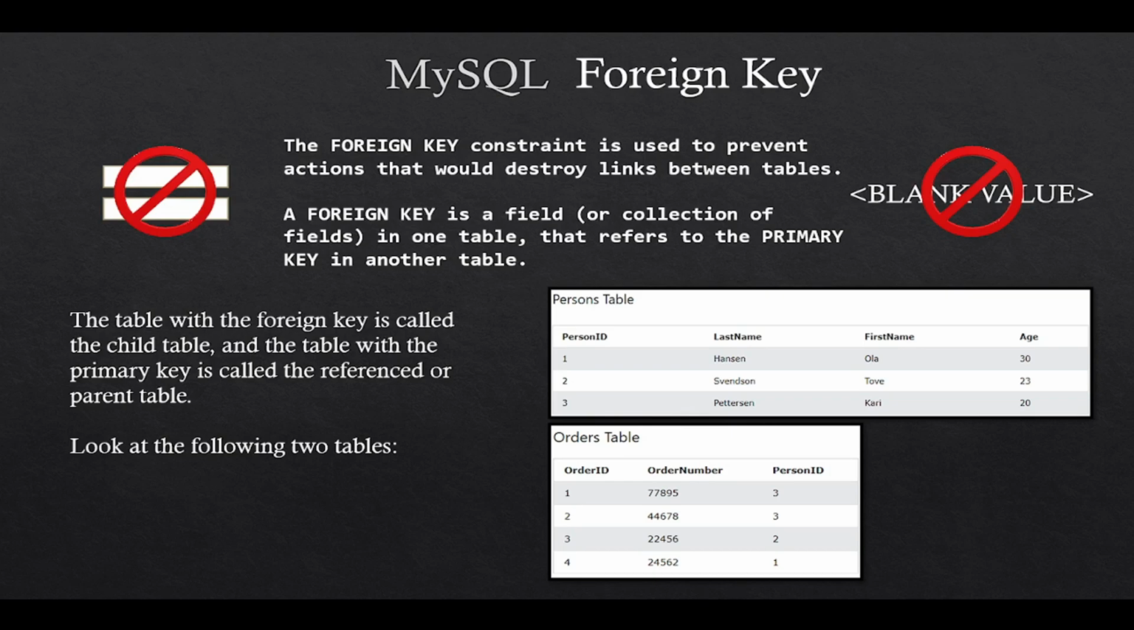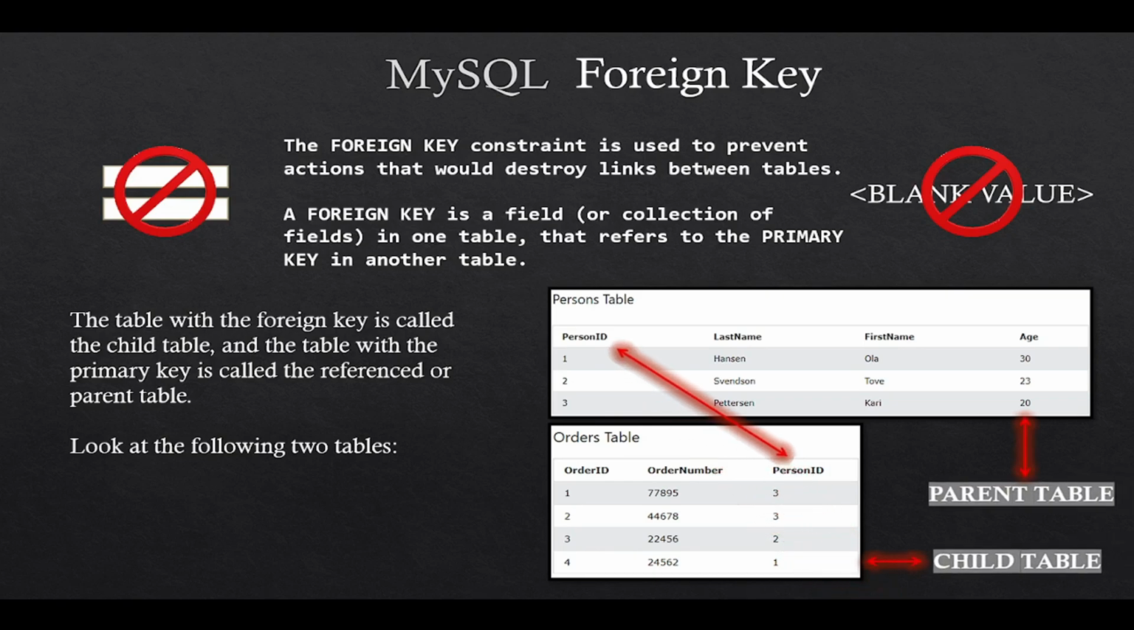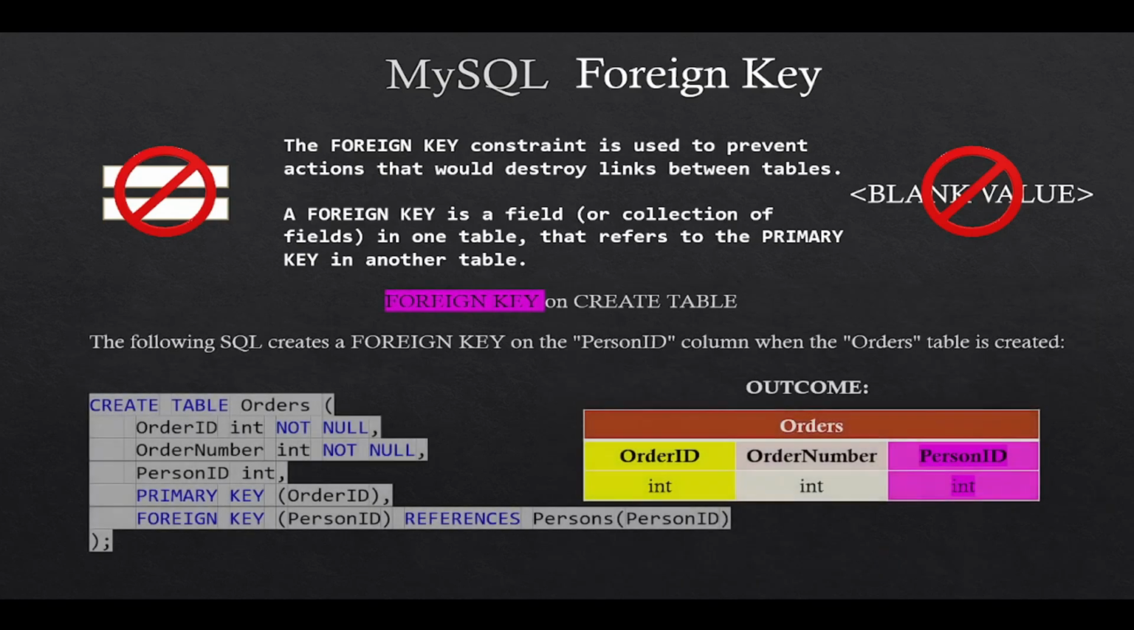As you can see in the below table, the persons table is the parent table, and the orders table is the child table. The child table calls the person ID column from the persons table. So how do we create a foreign key while creating the table?